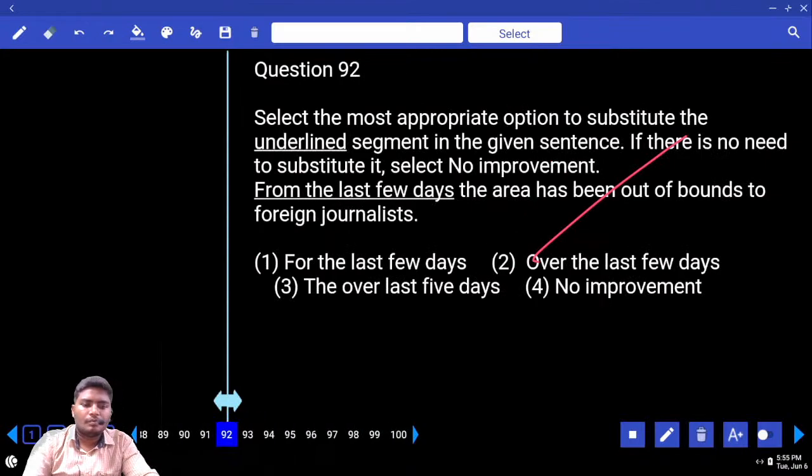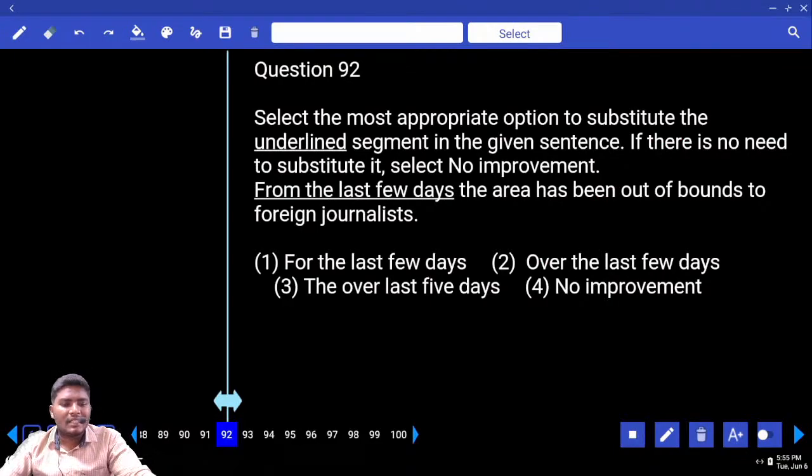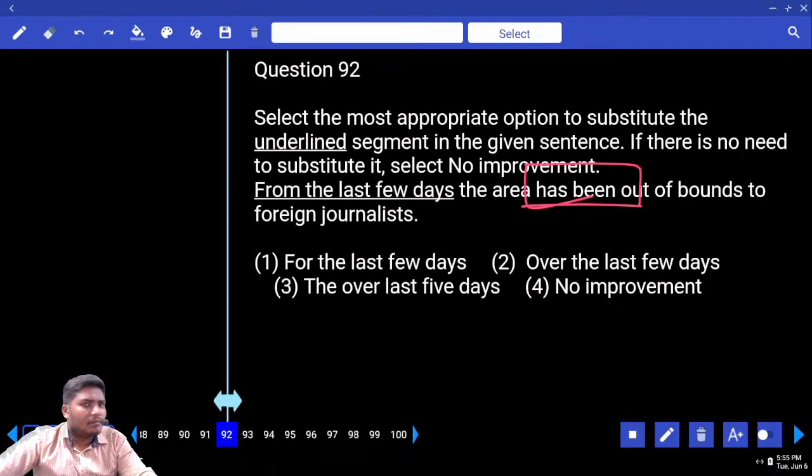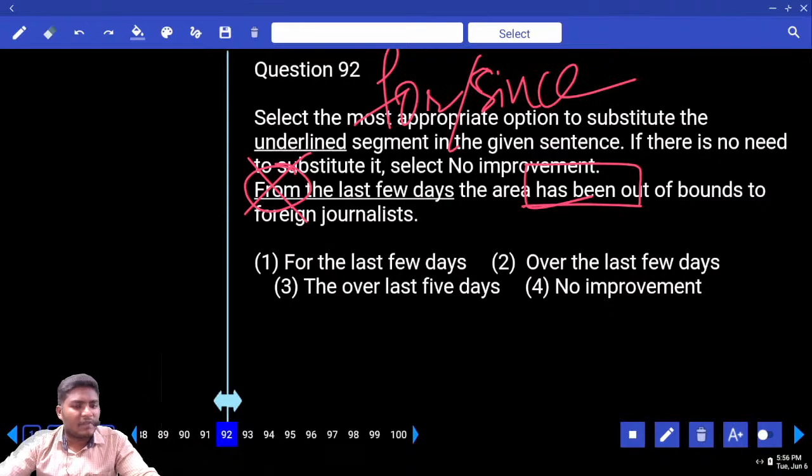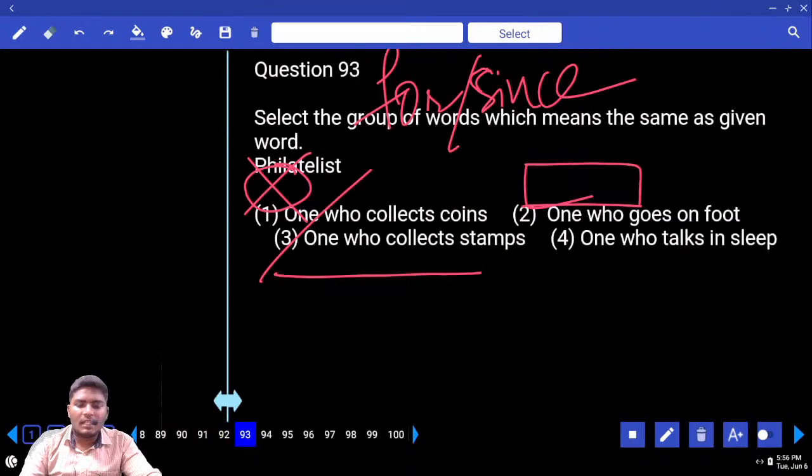Next, move to 92. From the last few days, the area has been out of bounds to foreign journalists. Has been out. Which tense can we use here? What is the tense? Present perfect continuous or present perfect combination. In those categories, we never use the word from. Instead, we use the word for or since. If it is a point of time, it must be used with since. If it is a period of time, it must be used with for. Tell me which is your answer. For the last few days. Answer comes with 1. Move to 93.